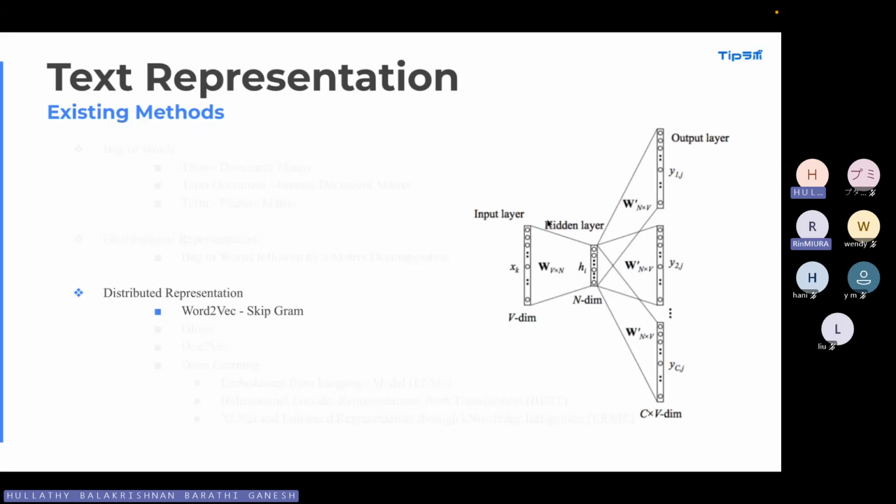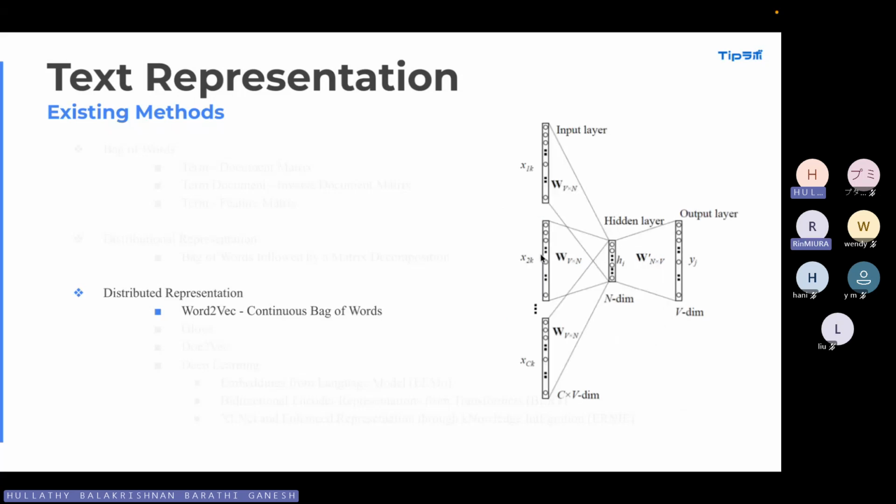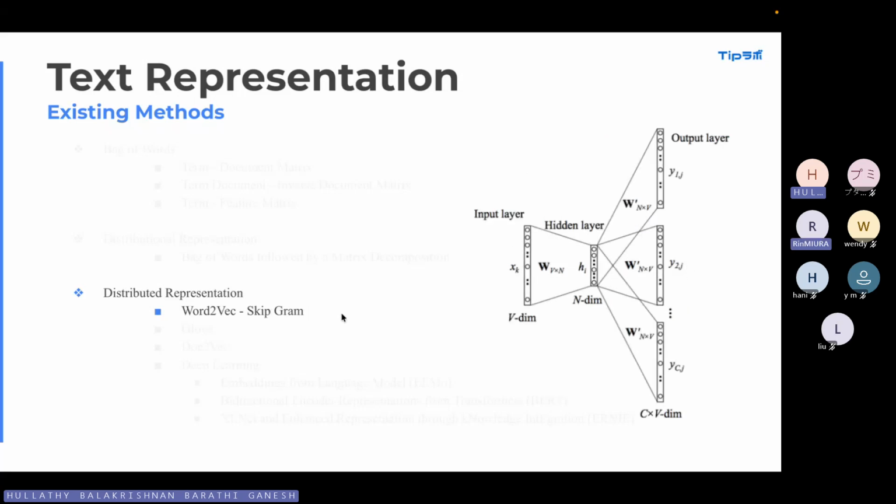And opposite to that, we have the continuous bag of words. Sorry for the confusion, this is the continuous bag of words. We feed the context to find the target word. And in the skipgram model, we fix the target word to find the context at the output. So this is basically a skipgram model.